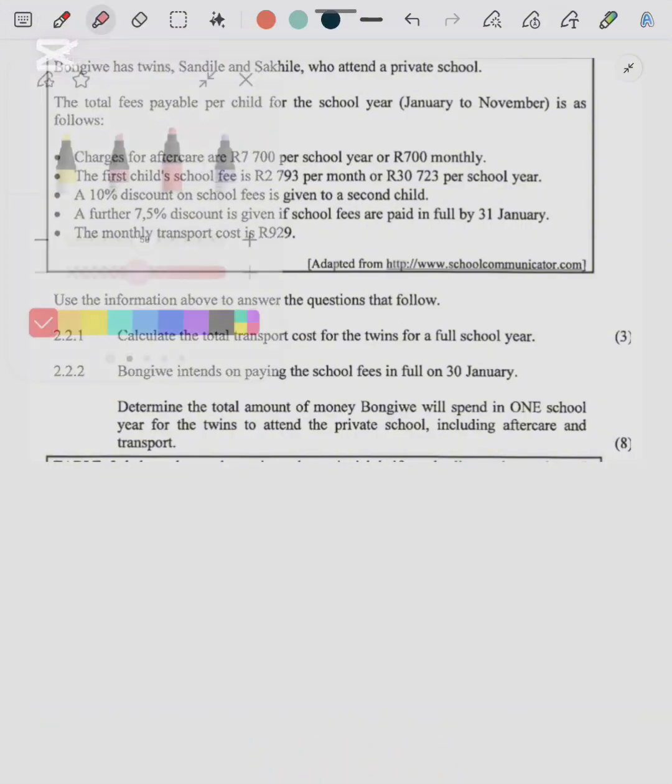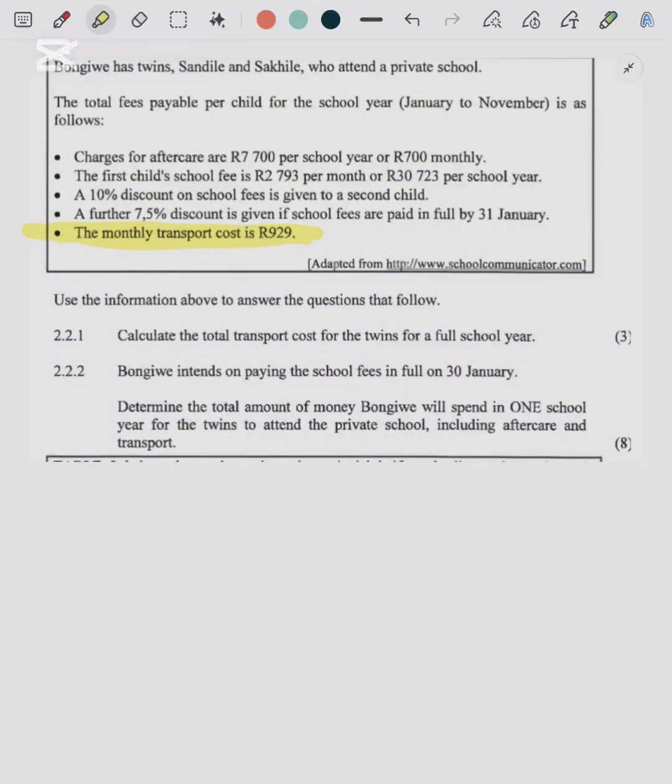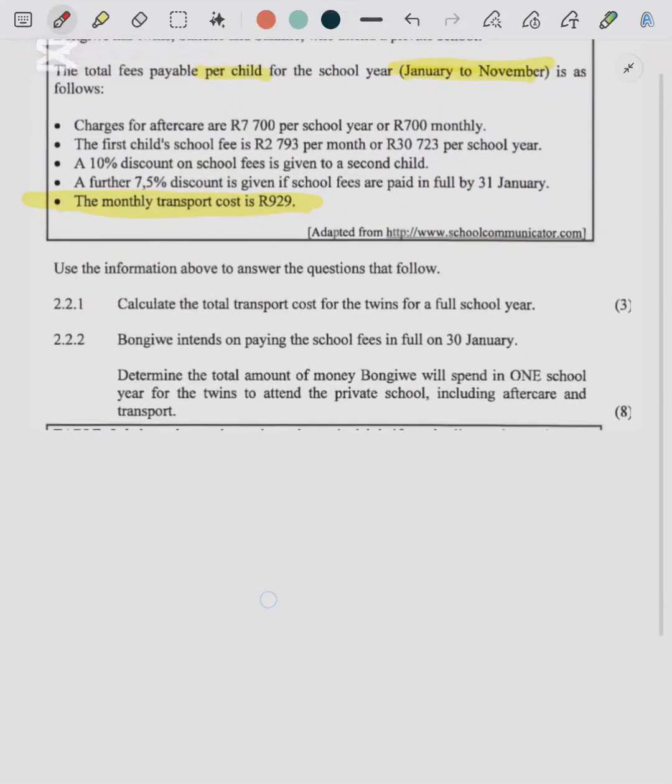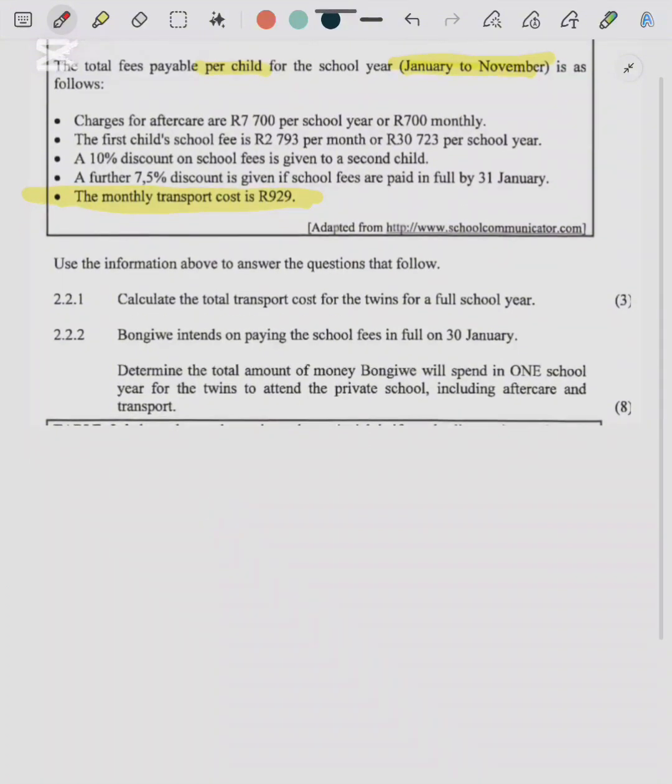So let's see what we know about our transport costs. If we look over here, the only thing that they tell us about transport is in this last bullet, about the monthly transport cost being 929 Rand. The other thing that's important here is they do tell us that fees are payable per child for the months January to November. So we need to keep that in mind as well. So if she had 1 child, she would have paid 929.